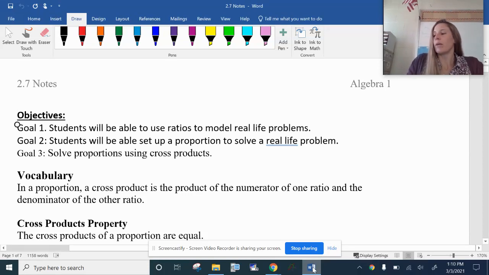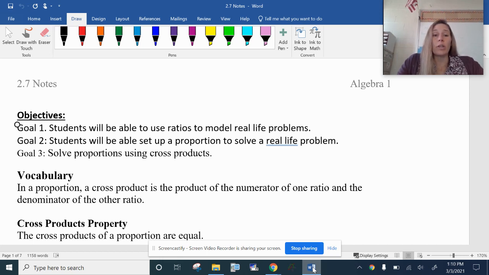All right, so our lesson today on section 2.7 is on using ratios to model some situations, talking about unit rates, setting up some proportions, and using the cross products property, also known as cross multiplying, to solve those proportions.